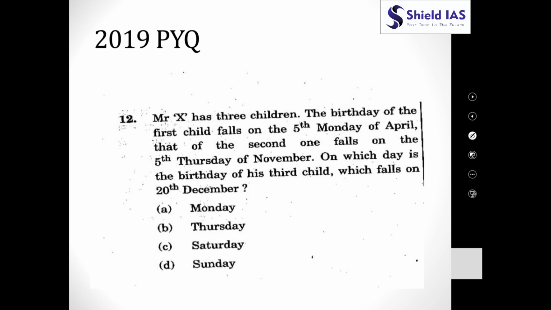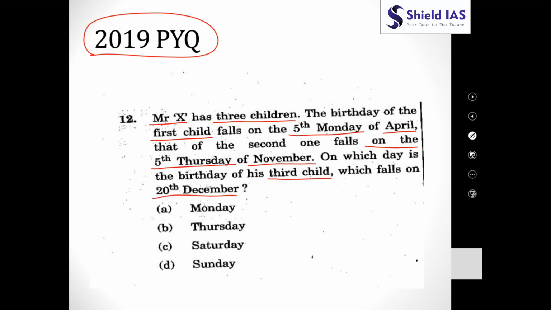Okay, so this is also an interesting question. It's also a PYQ asked in 2019 by the UPSC. So it says that Mr. X has 3 children. The birthday of the first child, that is the eldest child, falls on the 5th Monday of April. Yes. That of the second one falls on the 5th Thursday of November. On which day is the birthday of his third child, which falls on 20th December? So this is also an interesting question, right?